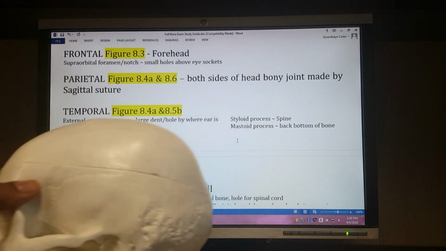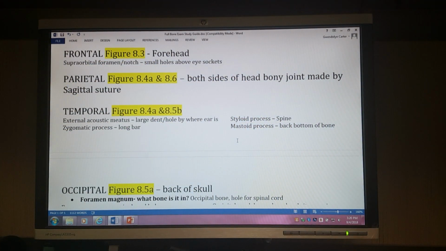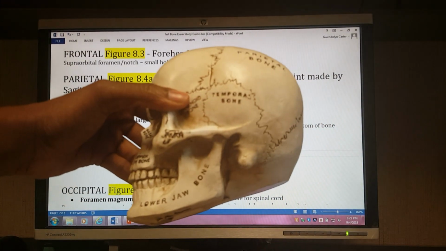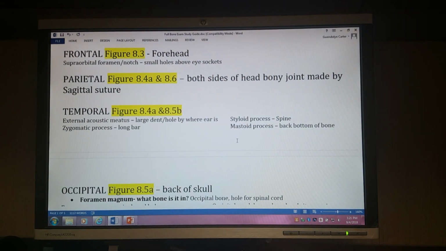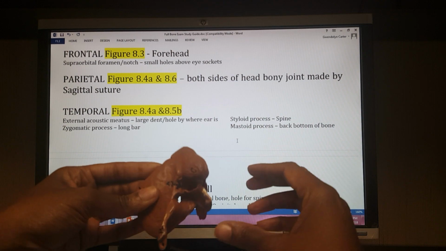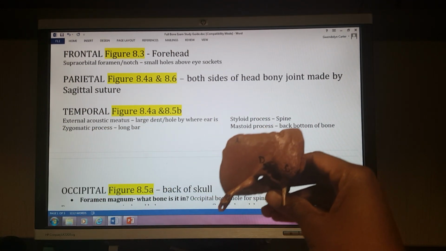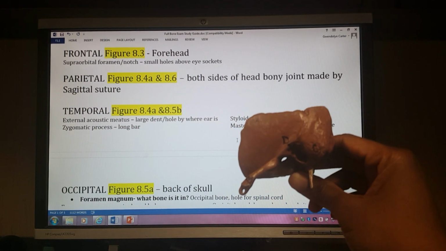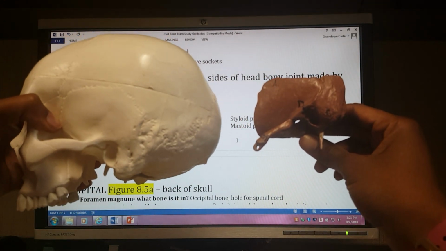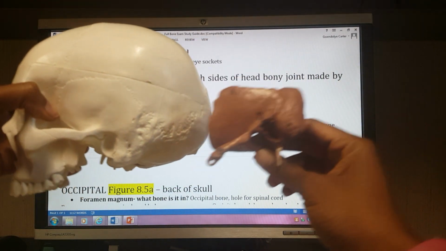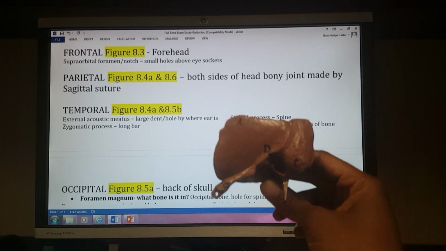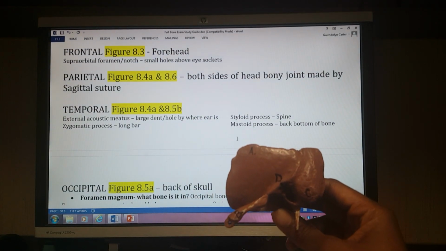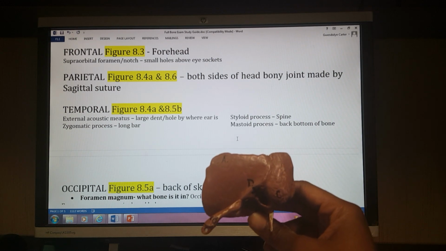Again, we also have that bone separated out in the lab. And again, the cheap little Halloween decoration does well. So here's a separated temporal bone. Placing them side by side, of course this is the right side, you can see them. For your temporal bone, you have to know particular features.